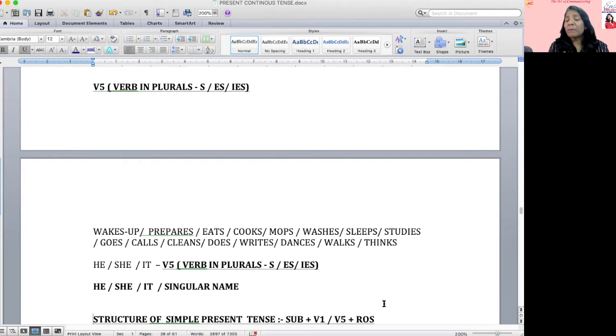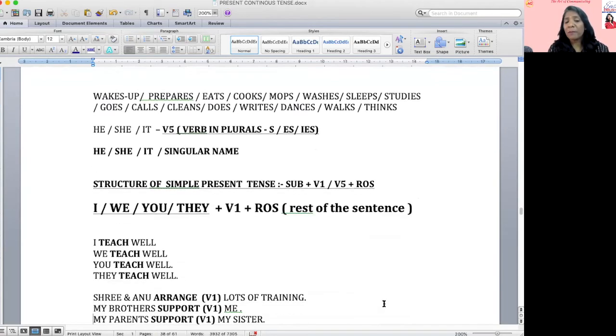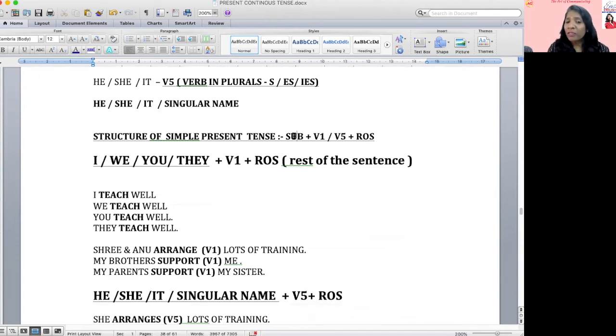So, what is present simple tense? Present simple tense, or simple present, is used for talking about your daily activities, habits, customs, or general facts. The structure of present simple tense is: we need to get the subject, as usual, like I, we, you, they, he, she, it, or any name. For those subjects, we need to use V1 or V5 plus ROS, rest of the sentence.